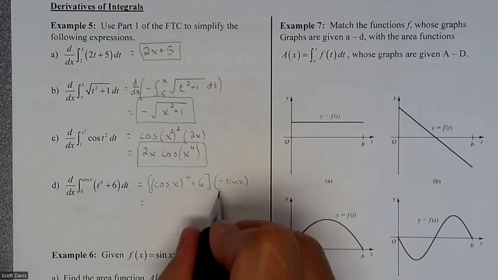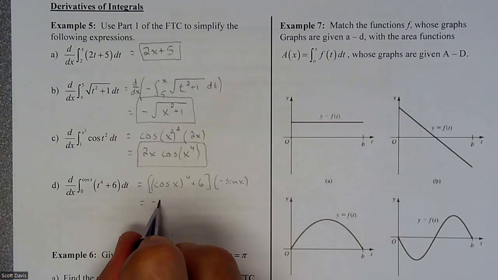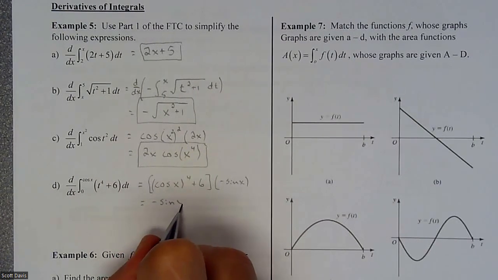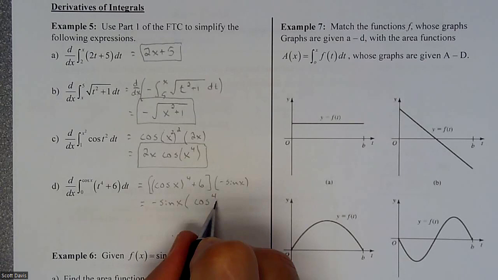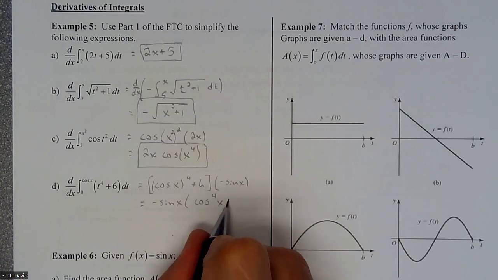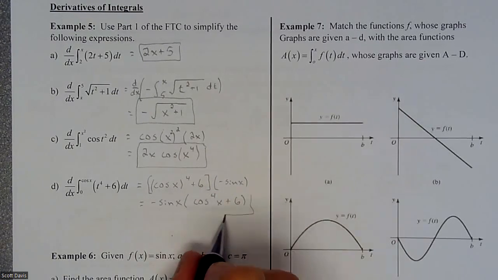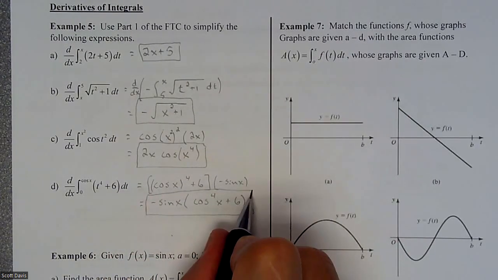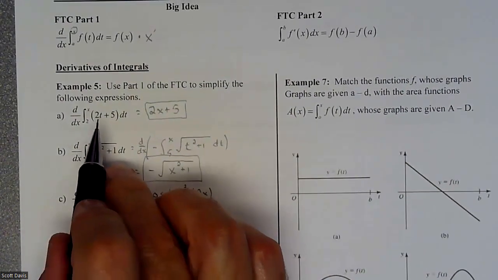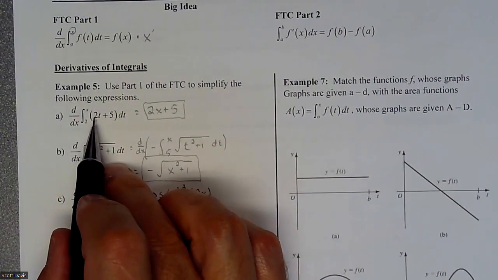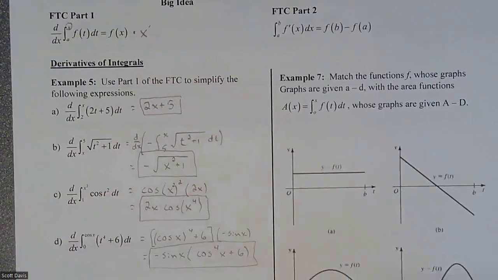If we simplify that a little bit, not a whole lot we can do. I'll just maybe pull the sine in front. And then it's times cosine, not cosine squared, but cosine of the 4th plus 6. If you wanted to distribute, you could, but it's not really changing much for your answer. So that was doing the antiderivative and then the derivative of a function and seeing what you get out of that.